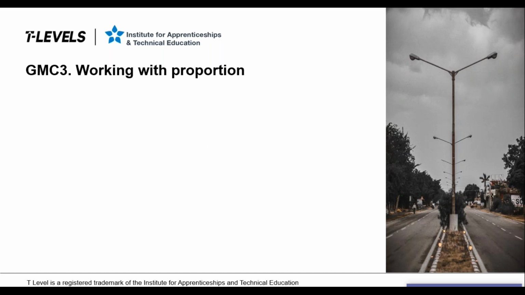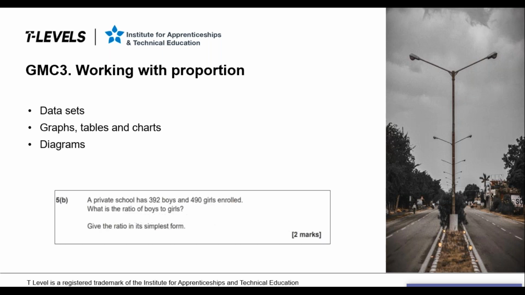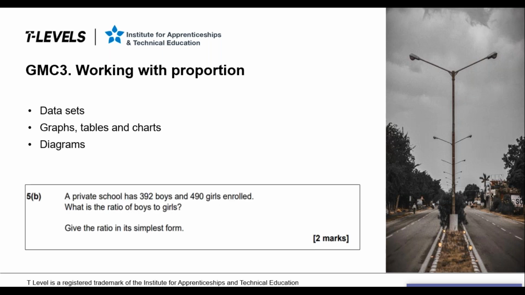Okay, the next competency relates to proportion, and in simple terms, this tells us about a portion or part of something in relation to a whole. Students should be able to understand this concept, including how it could be presented, for example, in numerical form or in data sets, in graphs, tables or charts, or as an image as a diagram, and of course, how to interpret the information provided.